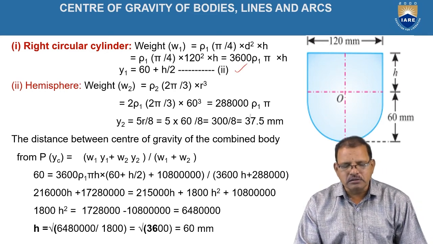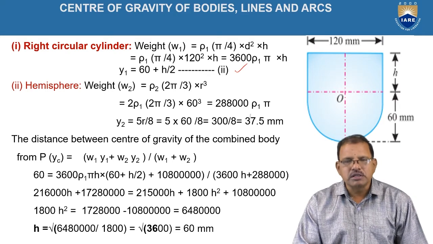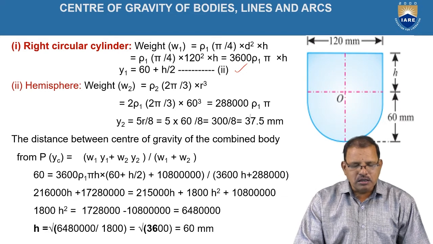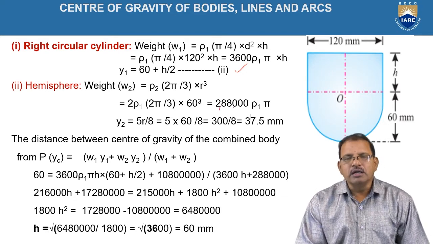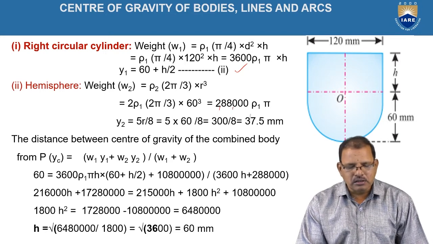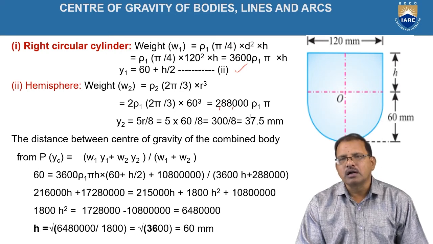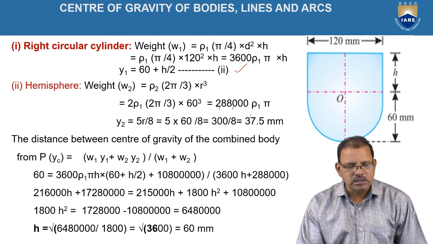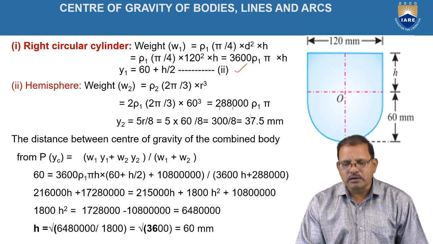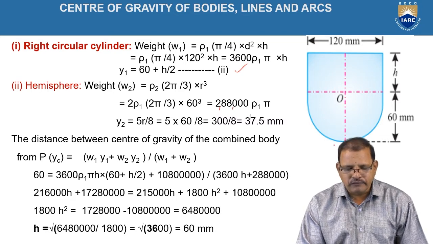Similarly, for the hemisphere, the density of the material is assumed to be rho 2, and the weight is 2 by 3 pi r cube rho 2, which is equal to 2,88,000 rho 1 pi, because rho 2 is equal to 2 into rho 1 according to the problem. The density of the hemisphere is twice the density of the right circular cylinder, and y2 is equal to 5r by 8 from the base P, which is equal to 37.5.